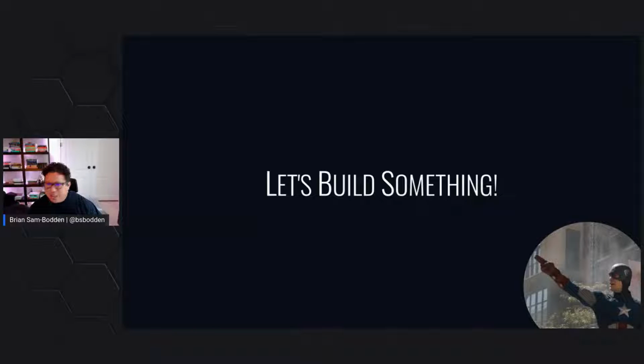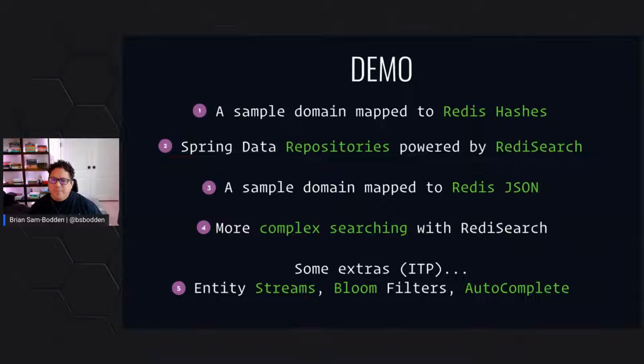I think I've spoken enough. Let's actually build something. What we're going to do today is a sample application that has no overarching theme. I'm just showing all the features of Redis in a simple, small application. First, we're going to start with what Spring Data Redis does natively, which is map a Java entity to Redis hashes. And then we'll see how Redis OM Spring extends that to have search capabilities on those.